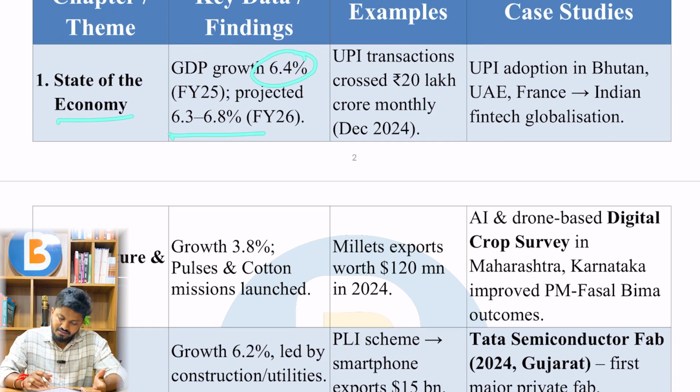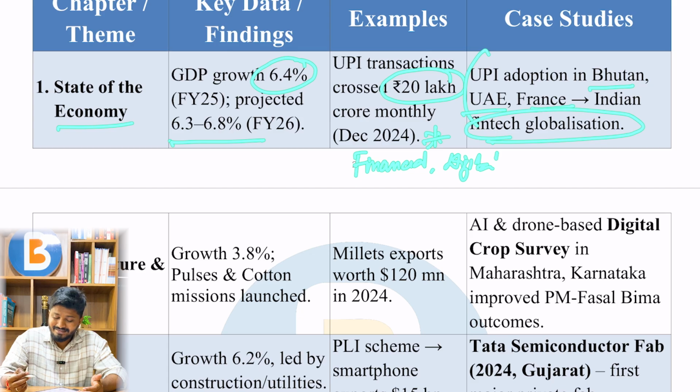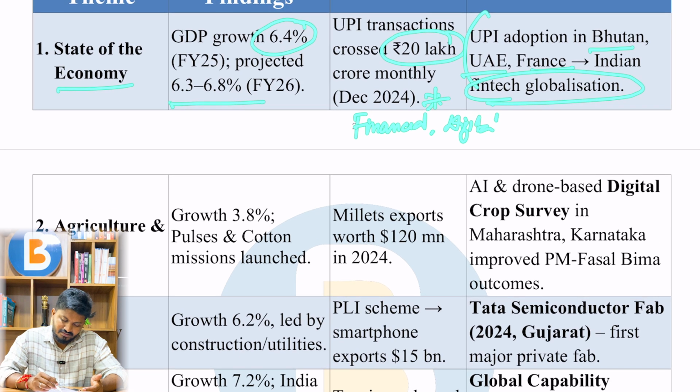The key data again is UPI transactions crossed rupees 20 lakh crore monthly in December 2024. Very important data whenever you talk about financial inclusion or digital literacy or cyber security, etc. Case studies: UPI adoption in Bhutan, UAE, France, which encourages India's fintech globalization. So this is very important with respect to fintech.